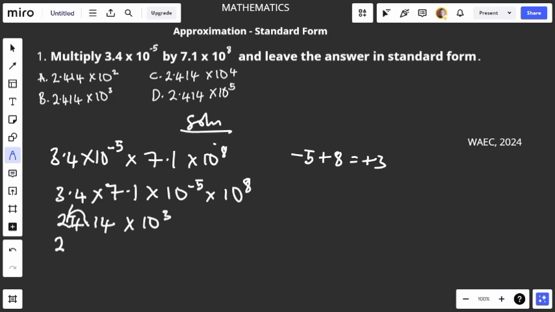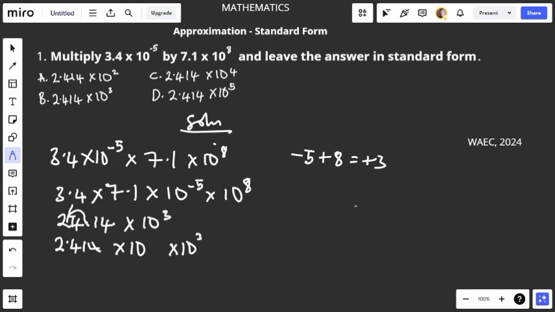So this will now be 2.414 times 10 raised to a particular power, times this 10 raised to power of 3. So what power of 10 are we going to write here so that this 24.14 that we moved the decimal point on will not change?